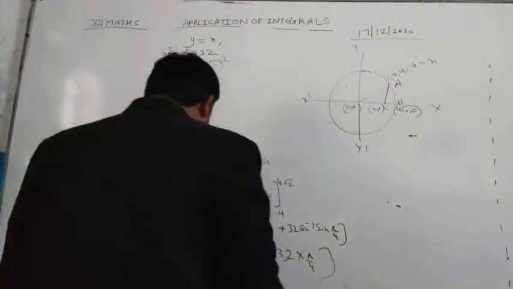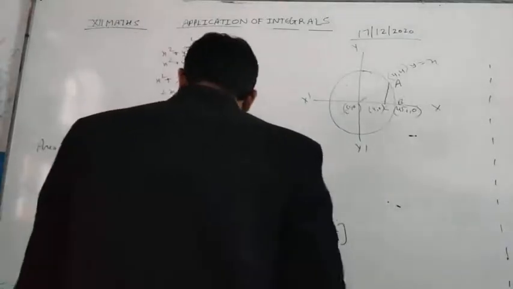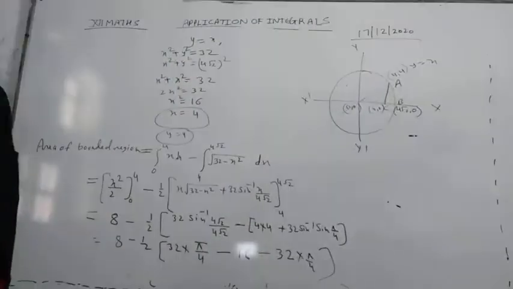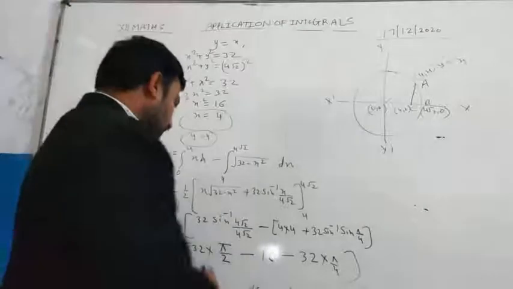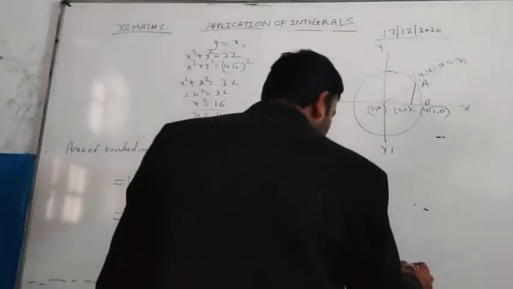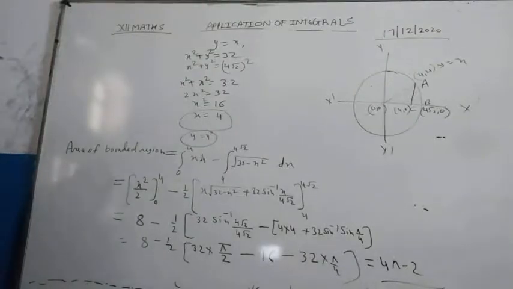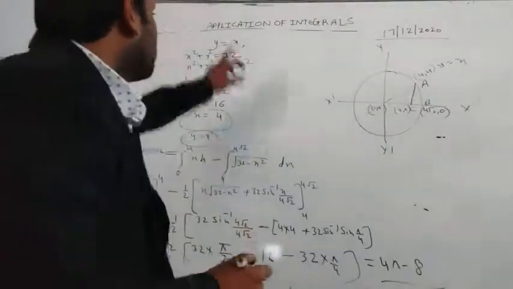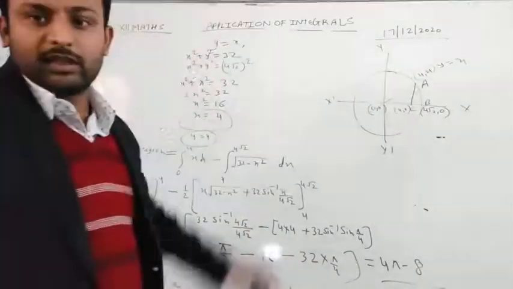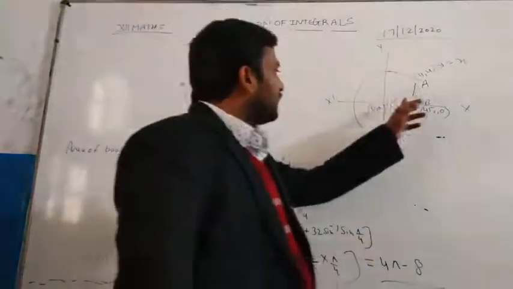Now, after further calculation, after solving this, we get a result 4π − 2. Okay, student. So the area of the bounded region between the curves y = x and x² + y² = 32 will be what? Our region will be what?